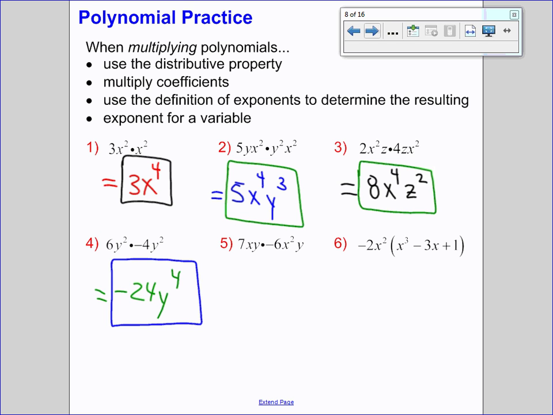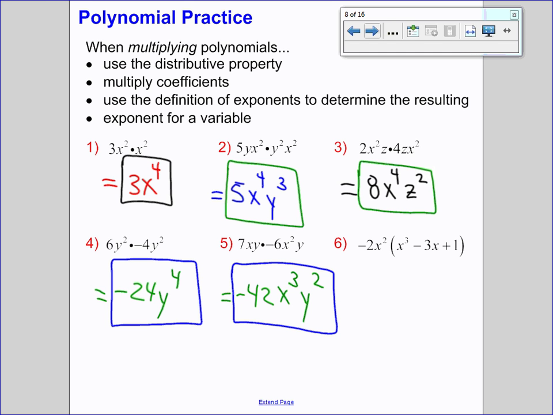Number 5, I also asked you to try. That would be positive times negative, which is negative 42, x cubed y squared. Notice how we're adding those exponents on the variable terms when we multiply them.